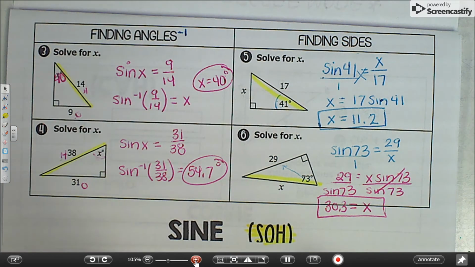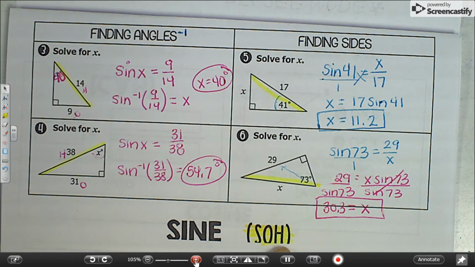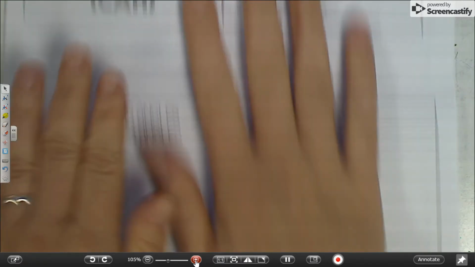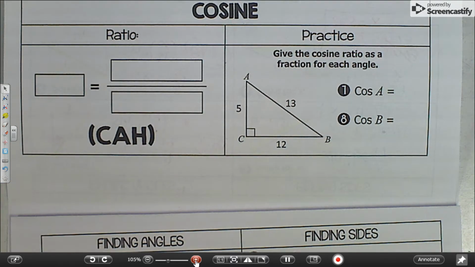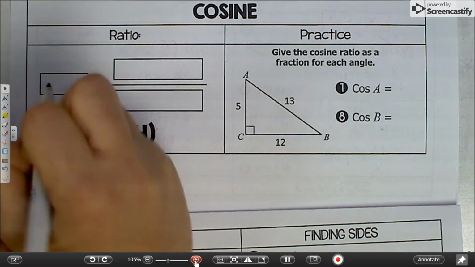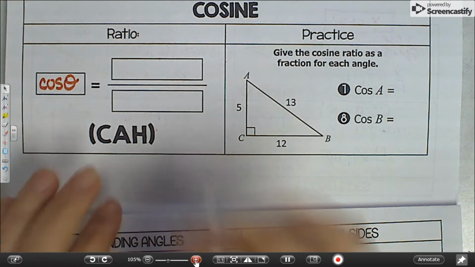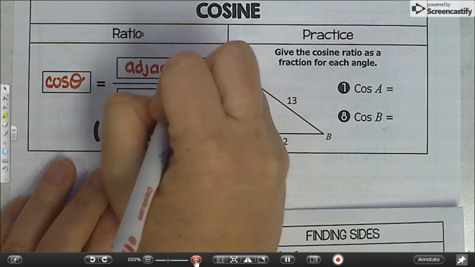All right, so we're going to go ahead to cosine. You can see sine is opposite and hypotenuse. That's part of the SO in SOHCAHTOA. All right, so cosine is a friend of sine, and it works exactly the same way. Cosine theta, cosine of the angle, equals adjacent this time over the hypotenuse.